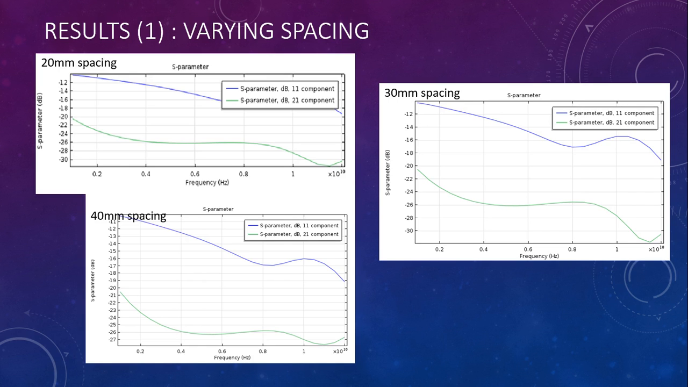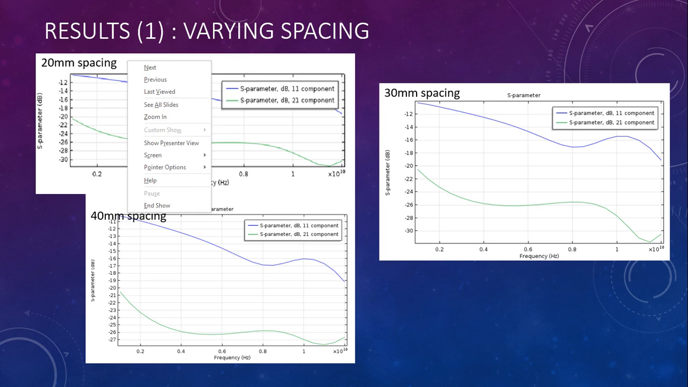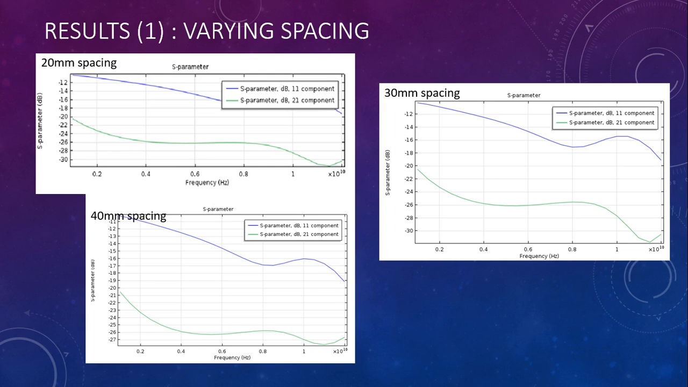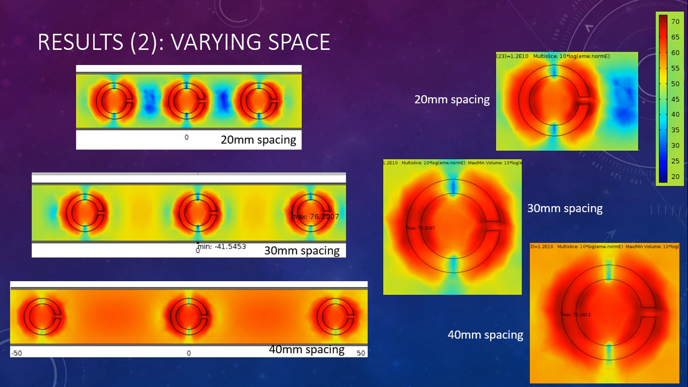Here are the S parameter plots obtained for varying the spacing between elements of the array. For these plots, the array utilized consisted of 4 split ring resonators, and the spacing was varied from 20 mm to 30 mm and finally to 40 mm. At a resonant frequency of 4.6 GHz, it was observed that as the spacing was increased, the transmission coefficient decreased, hence more energy was absorbed within the array.